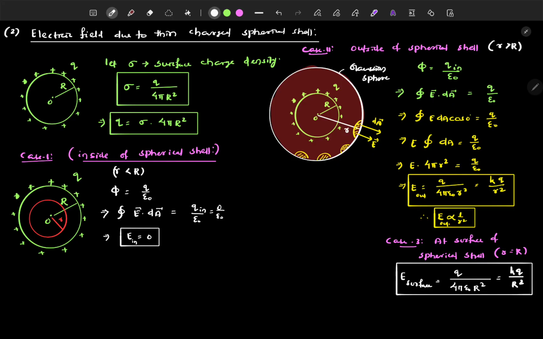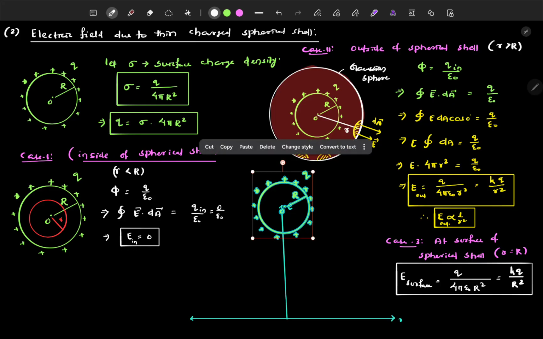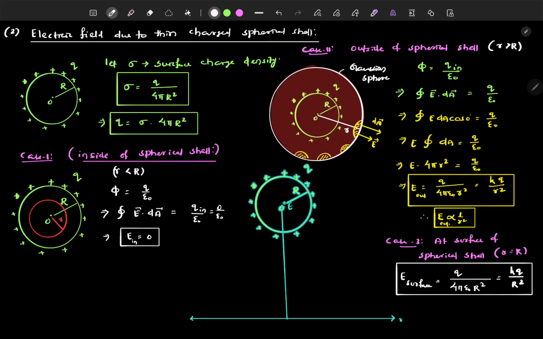If you draw the graph, what will be its nature? This is your E versus small r graph. Small r can be taken in the positive x direction or negative x direction. E inside is 0. So generally, let's draw this shell diagram. Let's think this is your spherical shell.